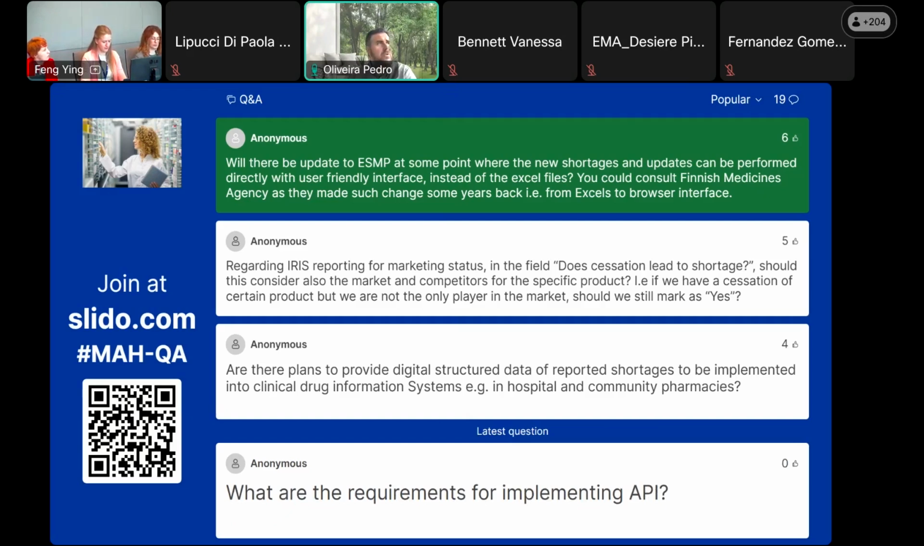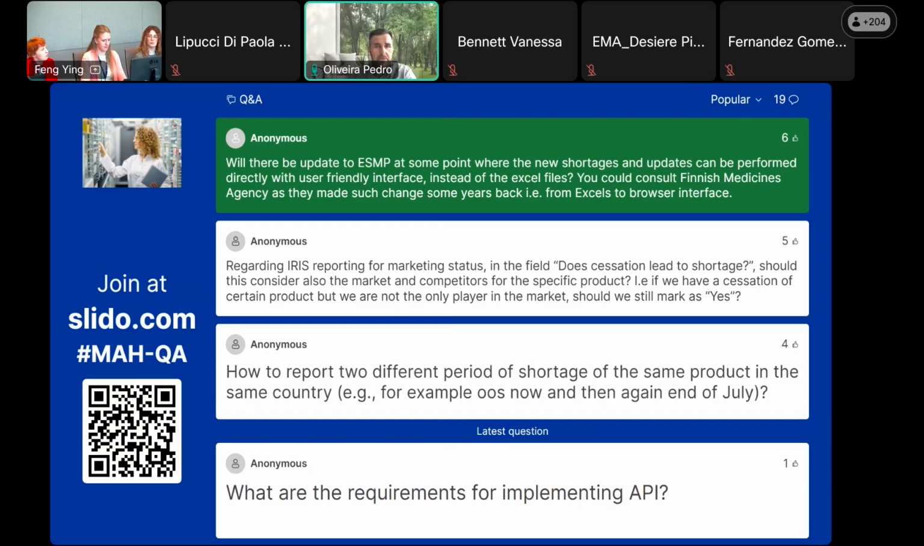The other issue we have with the user interface is how complex it quickly gets when you have multiple packages and so on in multiple countries, which is the case of CAPs. So that was another reason why we favored Excel.